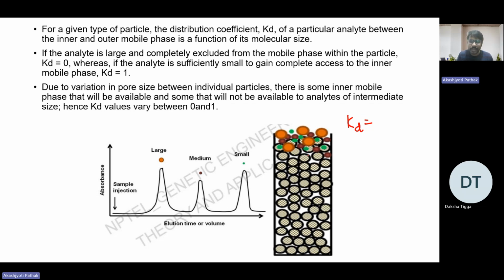So by inner mobile phase, what do we mean? The volume of analyte which is present in this pore volume, or Vi. That is why Vi by Vo basically.